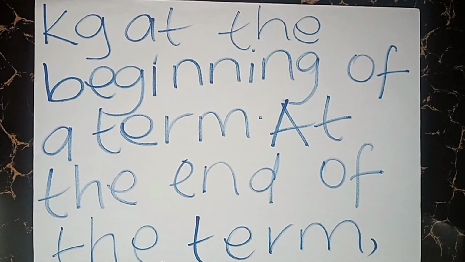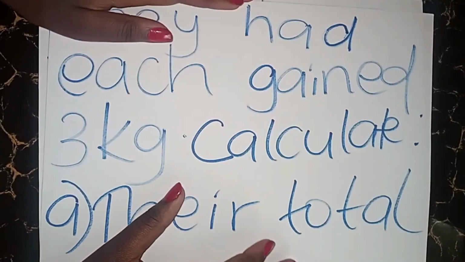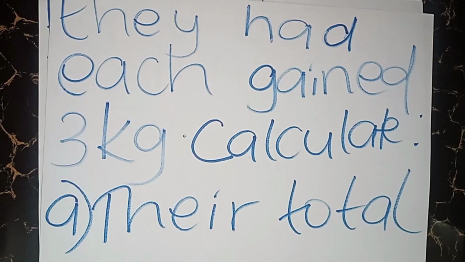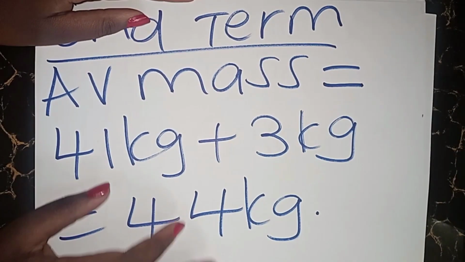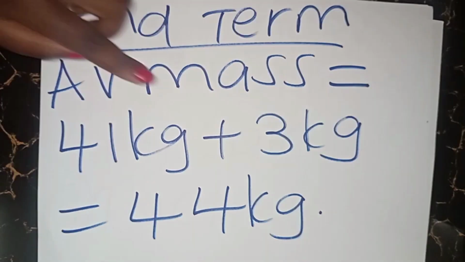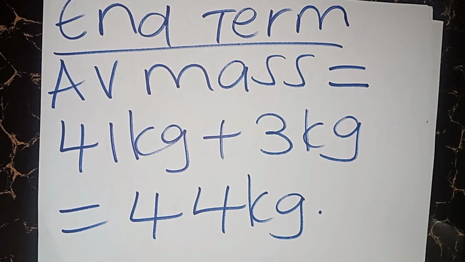At the end of the term, they had each gained 3 kilograms, okay? So at the end of the term, each student had gained 3 kilograms in weight. So that means that we'll add the 3 kgs to the average mass of students, okay? So when we add the 3 kgs to the average mass of students, we'll get their new weight at the end of the term. So at the end of the term, the average mass was 41 plus 3, which is 44 kgs, okay?